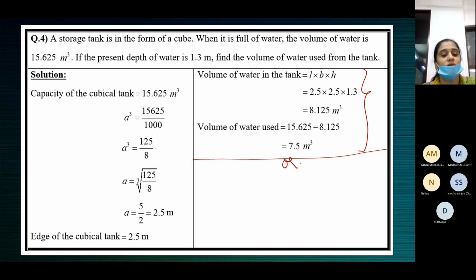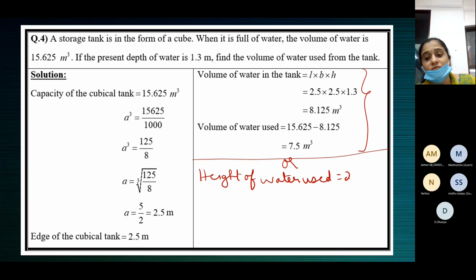Or what you can do is find the height of water used. What is the height of water used? Total height 2.5 minus 1.3. So the height of water used is 1.2 meters. The height of the water remaining is 1.3, and 1.3 plus 1.2 is 2.5, the total height. So the height of water used is 1.2.